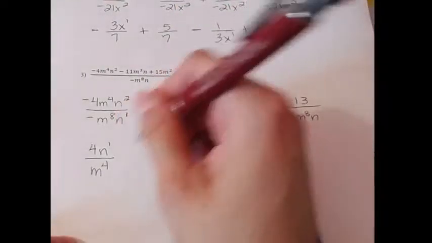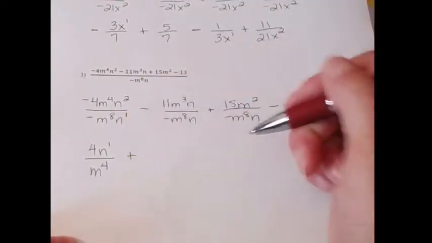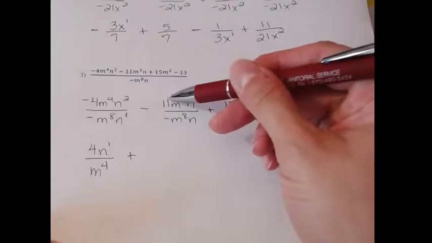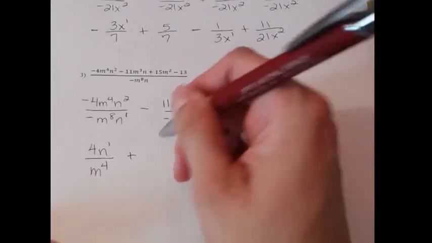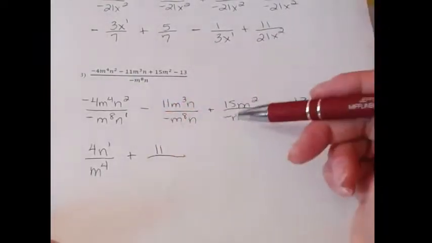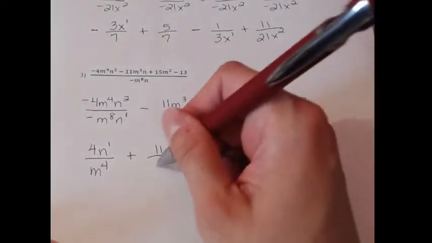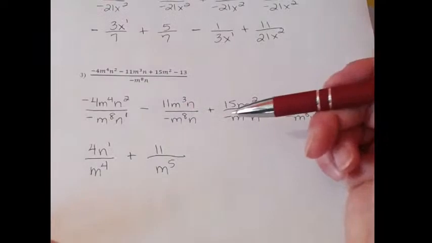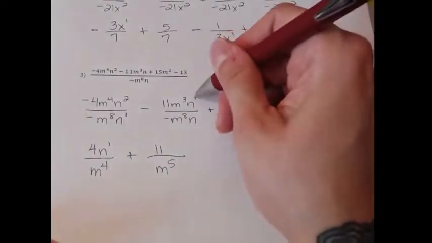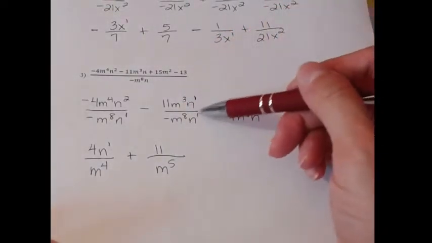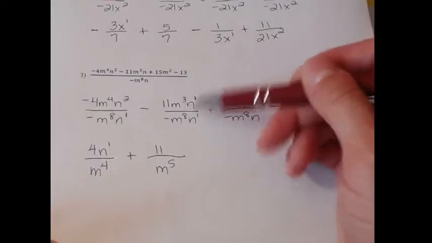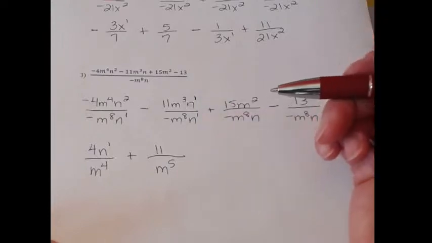Negative times a negative, or negative divided by a negative, is a positive. Notice I only have an 11 here. I don't have another numerical base, so I know 11's in my numerator. Note here that we have m to the third over m to the eighth. Well, that means I'm going to be left with m to the fifth in the denominator. And then also notice that these n's are the same. So n to the first divided by n to the first, they just cancel each other out. They leave you with 1.